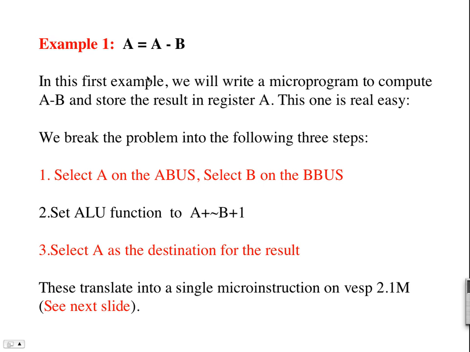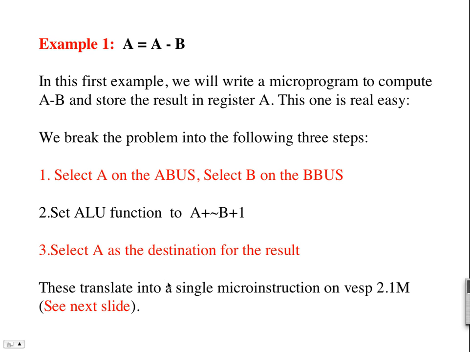Our first example will be a simple subtraction where we subtract register B from register A and put the result into register A. So this is something that we can actually do with one microinstruction in VESP. And as you can see, all we have to do is to select A on the A bus, select B on the B bus, and then set the ALU function to A plus not B plus 1, and then select A as the destination for the result.